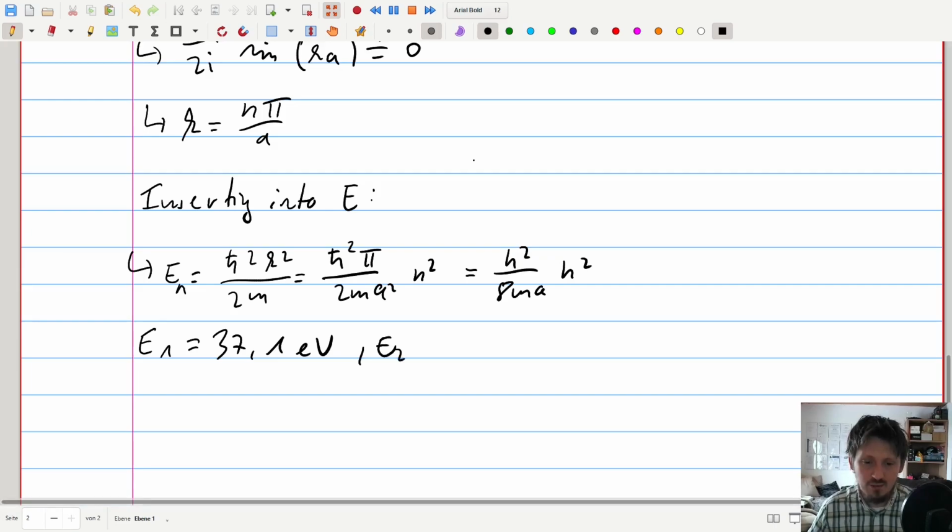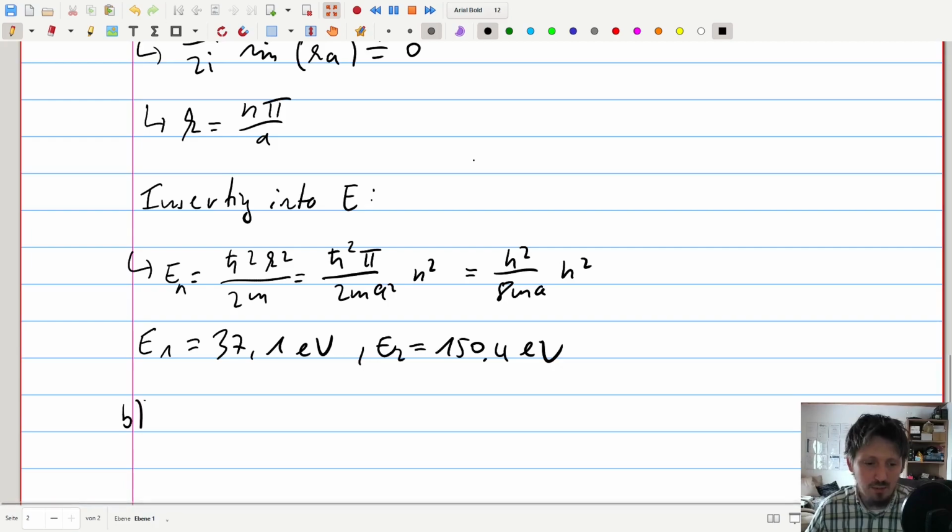The same I have done for E2, and here I got 150.4 electron volt, just because all the constants are remaining the same, but of course n changes from 1, 2, 3 and so on. So we get actually a square dependency between the state and also the energy level. Yeah, and the same you can also do for E3, E4 and so on. But now it means that part A is finished because we have now our energy formula.